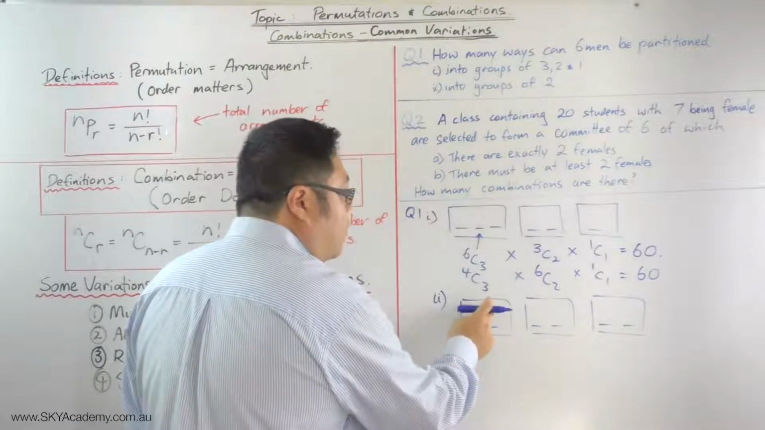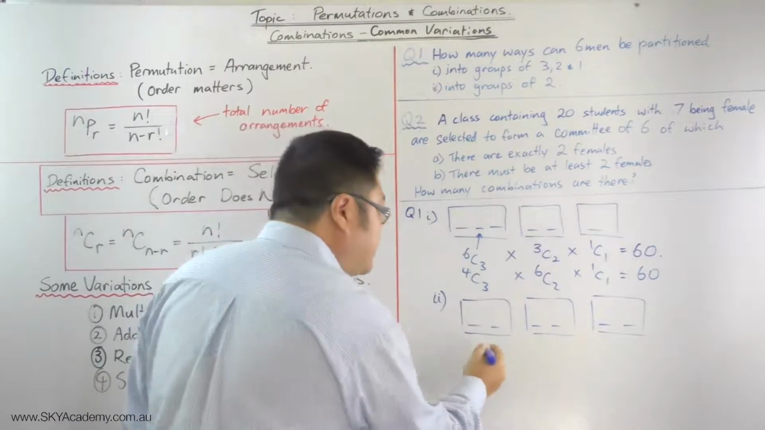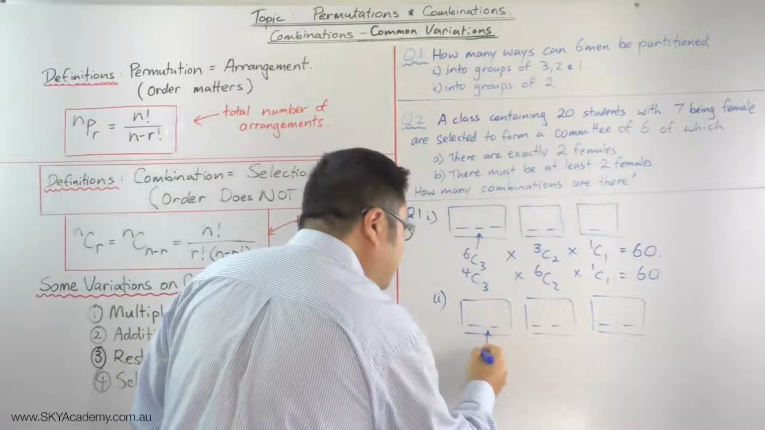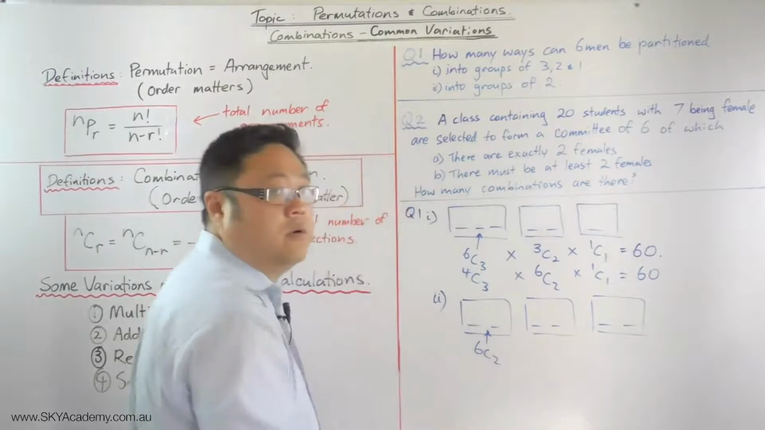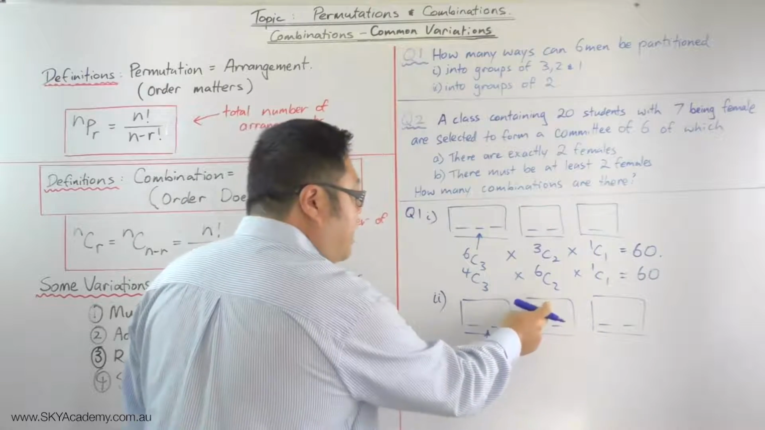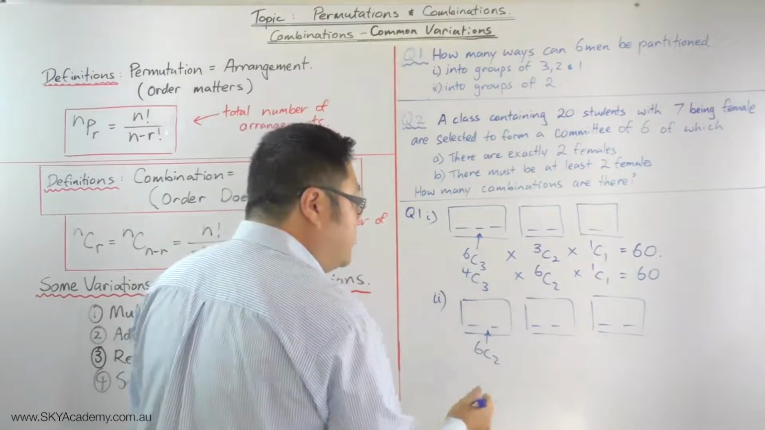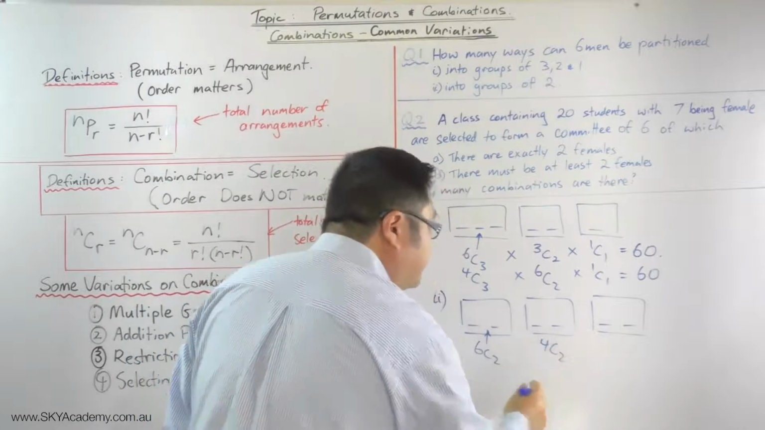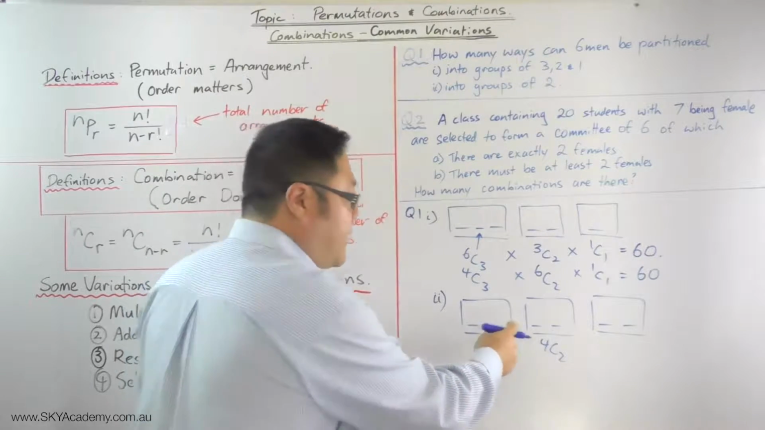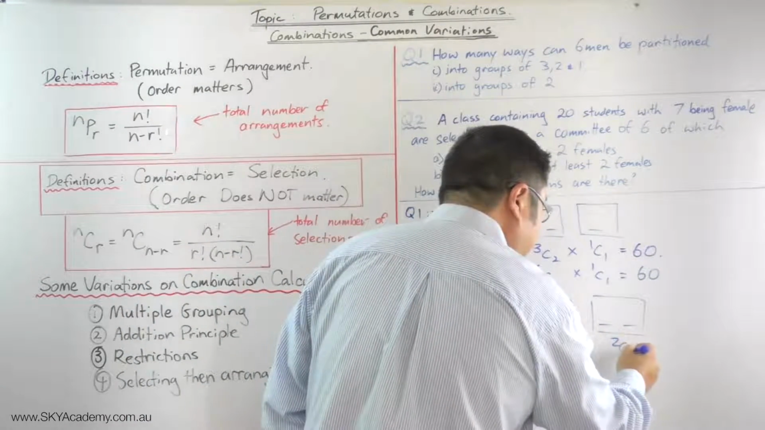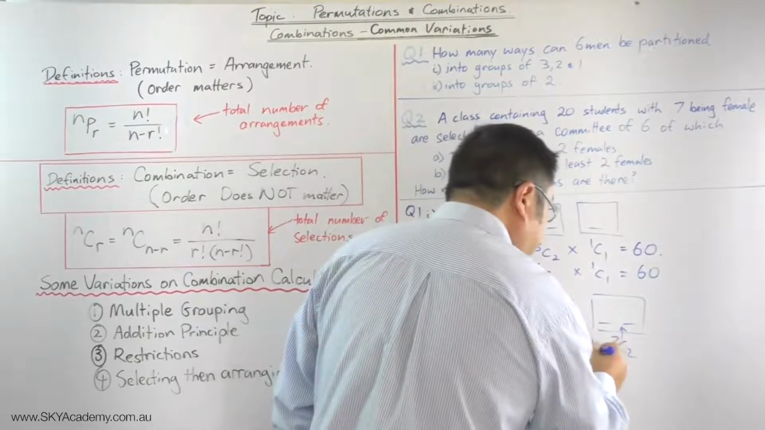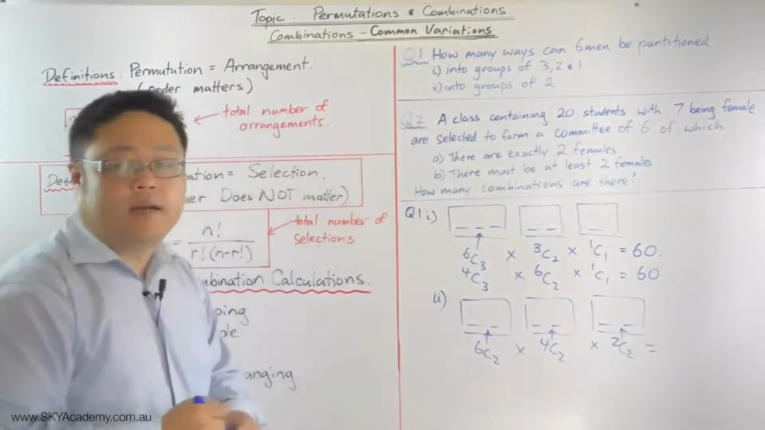How many ways are there of picking the first 2? Well, there will be 6 choose 2, which leaves us 4 left. How many ways are there of choosing the second 2? There's 4 choose 2, okay? Because there's 4 remaining, and then the last one is 2 choose 2. Multiply those together, should give you an answer.